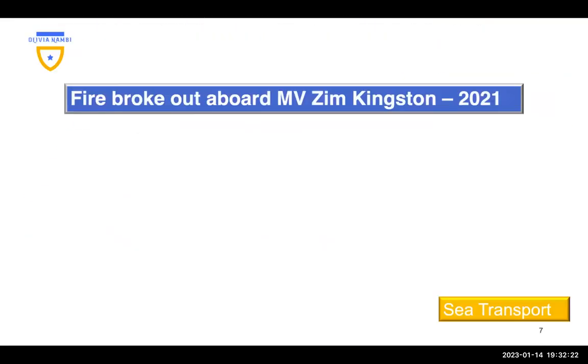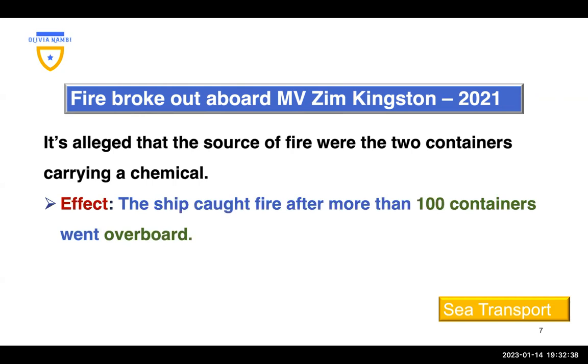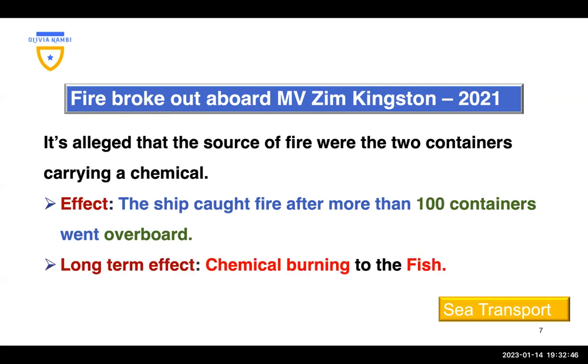The last accident was that of the fire which broke out aboard MV Zim Kingston in the year 2021. It's alleged that the source of the fire was two containers carrying a chemical. The ship caught fire after more than 100 containers went overboard. Of course, sometimes, especially with sea transport, we have long-term effects. And in this case, there were chemicals burning the fish.